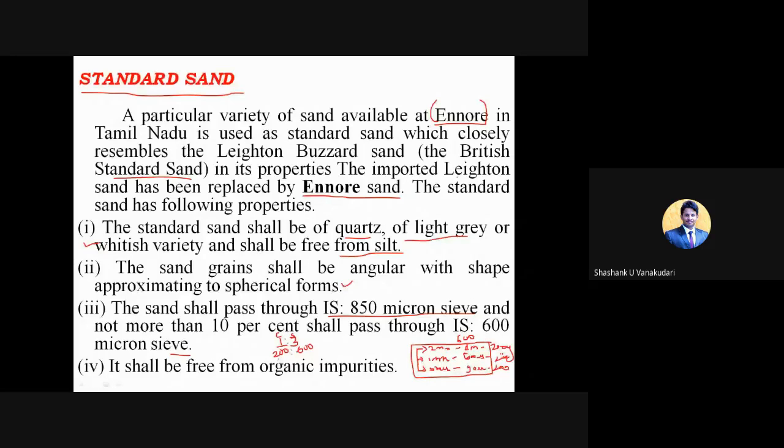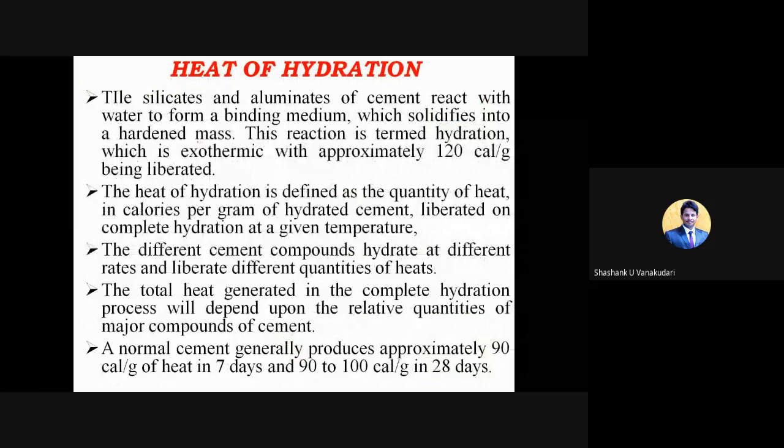It shall be free from organic impurities, so that the chemical reactions which take place are reduced when we use the standard sand. And then the heat of hydration. Obviously, you know what heat of hydration is. That is the chemical reaction that takes place when the cement reacts with the water. The silicates and aluminates of the cement react with the water to form a binding medium, which solidifies into a hardened mass. Once it completes the hydration process, it turns into a hardened mass.